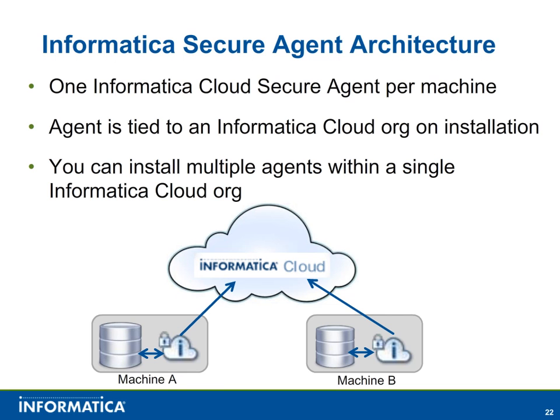And finally, you can install multiple agents from within a single Informatica Cloud org. Typically, you would install agents on multiple machines in order to access various on-premise resources. You may also wish to distribute the processing load across multiple machines. You may also wish to install an agent on your own machine, for example, for testing purposes. Note that the number of agents you can have is controlled by your Informatica Cloud license agreement and varies according to which edition of Informatica Cloud you are using.